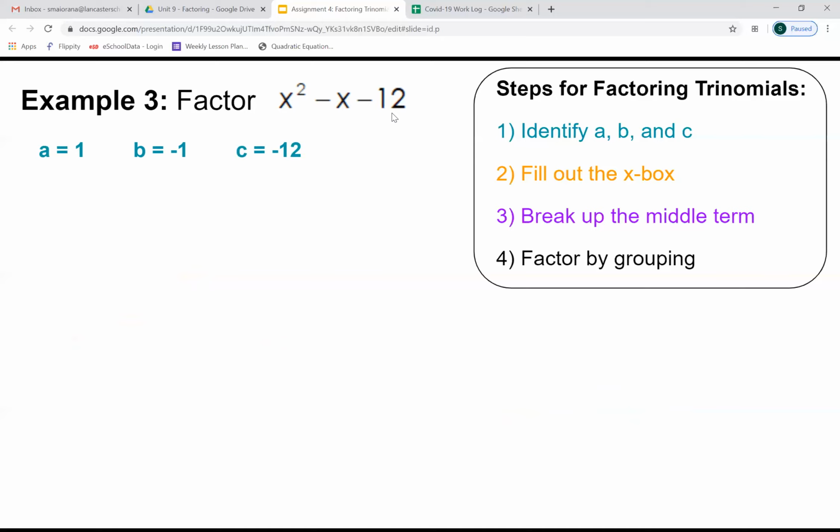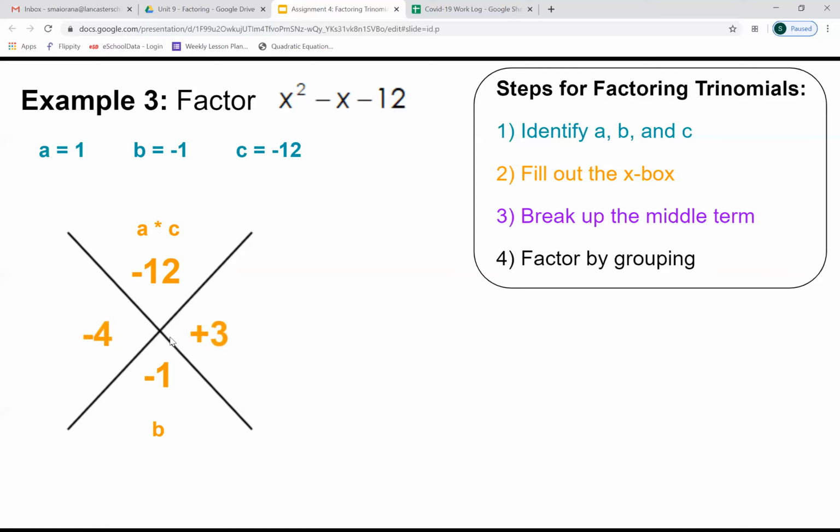Step 2, complete your x box. The number in the top is going to be a times c. So 1 times -12 gives me -12. The number in the bottom of your x is just your b value, so -1. Now I need two numbers that will multiply to -12, but add to -1. So the two numbers that multiply to -12 and add to -1 are going to be -4 and +3.